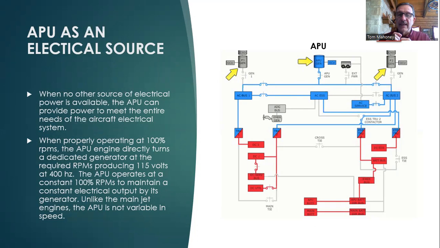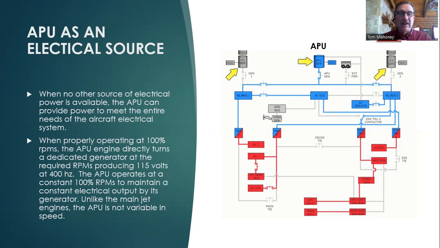The reason this is important is because the generator that is dedicated to the APU is basically geared to the main shaft of the APU. If that main shaft is not spinning at 100%, then the generator is not spinning at 100%. If the generator is not spinning at 100%, then it's not going to turn out 115 volts at 400 cycles. So therefore, we would not be getting the proper type of electrical power onto the electrical system of the aircraft. So that's very important. So we do not have a throttle on the APU. When we start it, it runs at 100% RPMs.